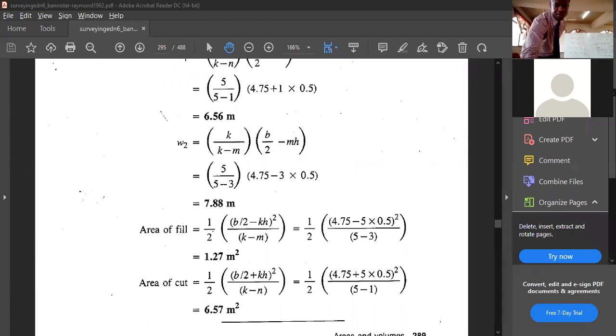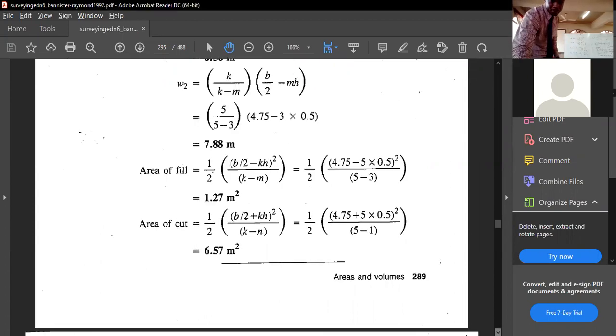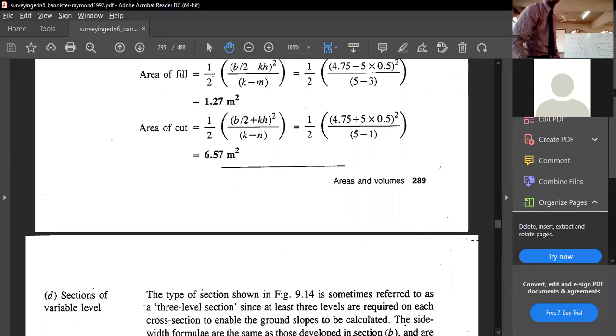What do you have for W2? W2 8. Okay, I think you did a lot of approximation. It's close to 8. So maybe if you approximate, you can almost get that. It's approximately 8. 7.8. Okay. So the area of fill or cut, anybody? 1.27 meters squared. Yeah. So that's it for this.